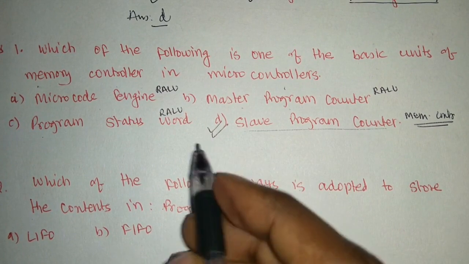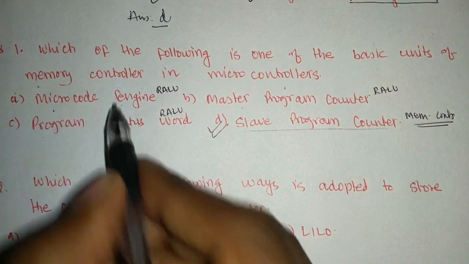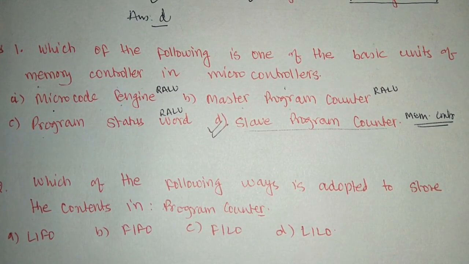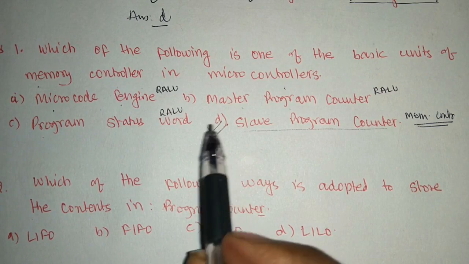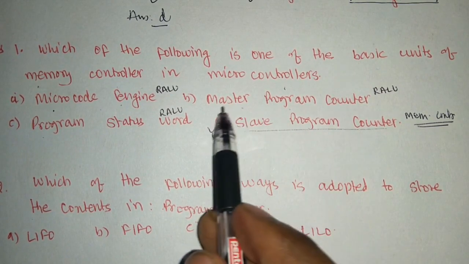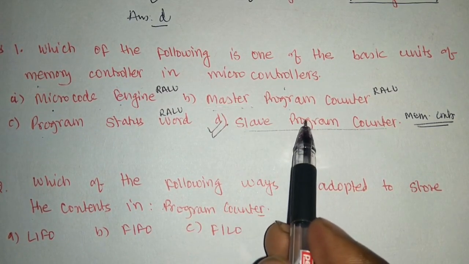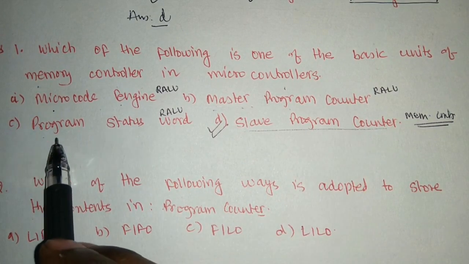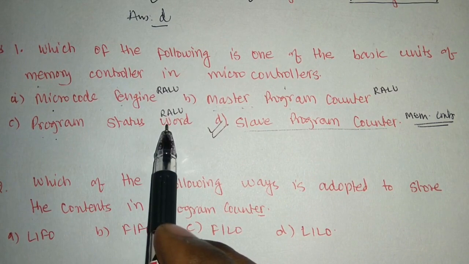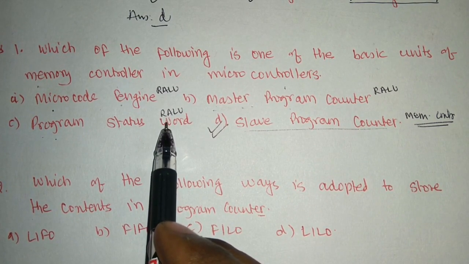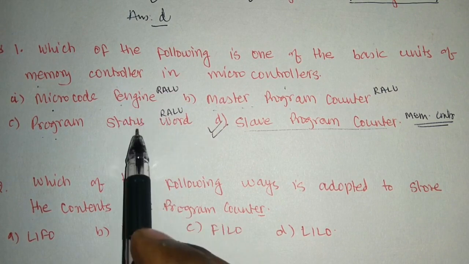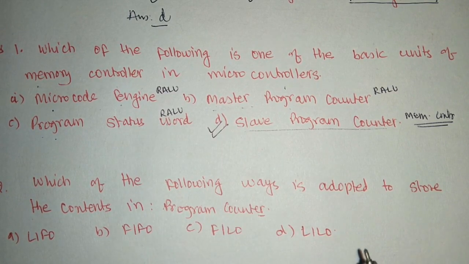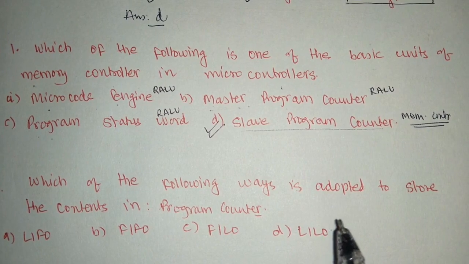Other way also, if you don't remember, then we already know microcode engine means some code has to be written there, so that has to be in our CPU or our ALU. Then program counter, so this is a master program counter, so main program counter is always associated with our CPU or our processing system. Then program status word, that is our status register, so that is also associated with this CPU only. So there is only one option that we can have as our answer, that is slave program counter.